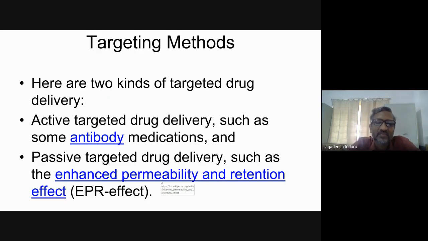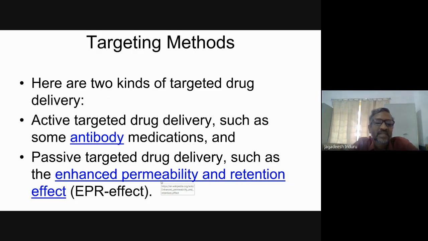So for that purpose, we have another method called retention. It reaches there by permeability, and by some mode it has a retention effect there for a longer period of time, so that we will have a target nature. So, targeted drug delivery purpose.